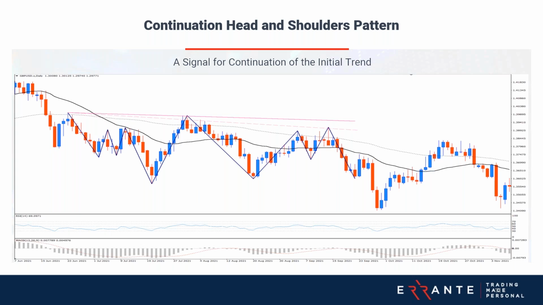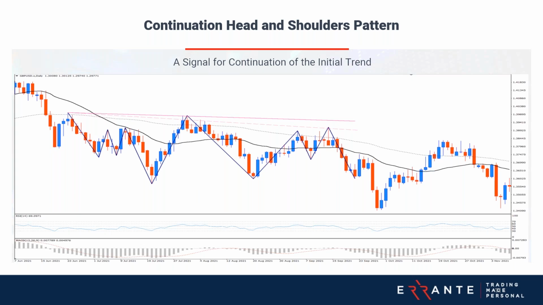Let's say a continuation head and shoulders pattern typically occurs in the middle of an existing trend. Whether it's upward or downward, the pattern forms as the market takes a breather before continuing in the direction of the initial trend. In a sense, this pattern is a pause or a consolidation phase where the market tests the current trend before pushing forward again. Recognizing this pattern can be particularly useful for traders looking to capitalize on trend continuation rather than reversal.